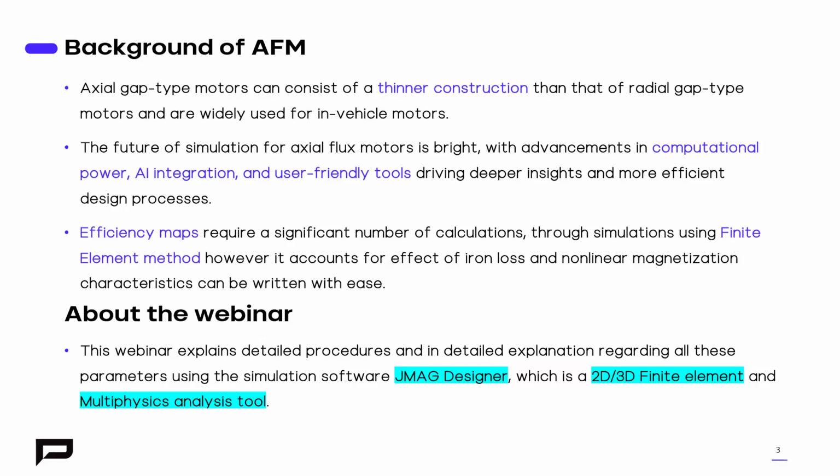Efficiency maps play a better role here. Axial flux motors have proven more than 95% efficiency, and to prove how efficient they are in wide speed regions, finite element software like JMAG Designer plays a role. So this webinar explains detailed procedures regarding how to create an axial flux motor in JMAG Designer, and what settings we have to make to create the efficiency map analysis as an application study.